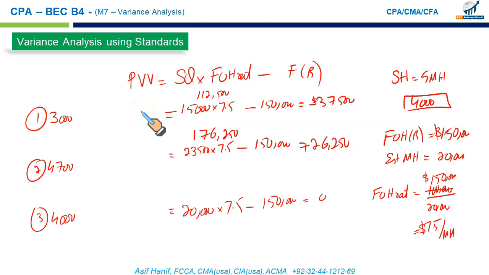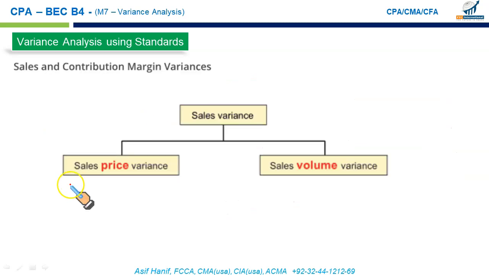Let us now do the other side of the picture, the sales variances. There will be two variances related to sales. One is the sales price variance, the other is the volume variance. Price variance is simply the actual price minus standard price multiplied by the actual quantity sold.